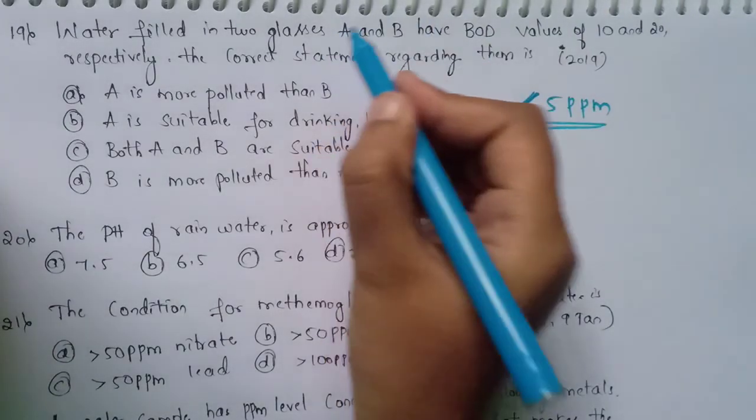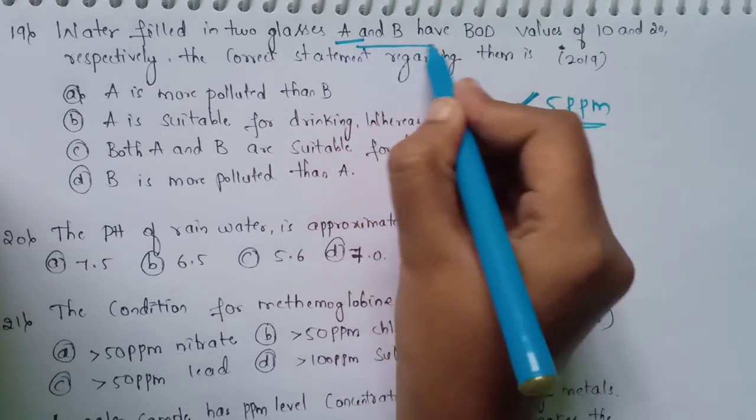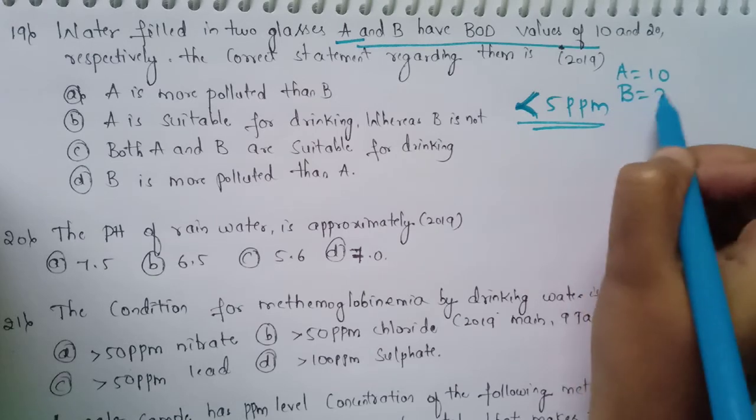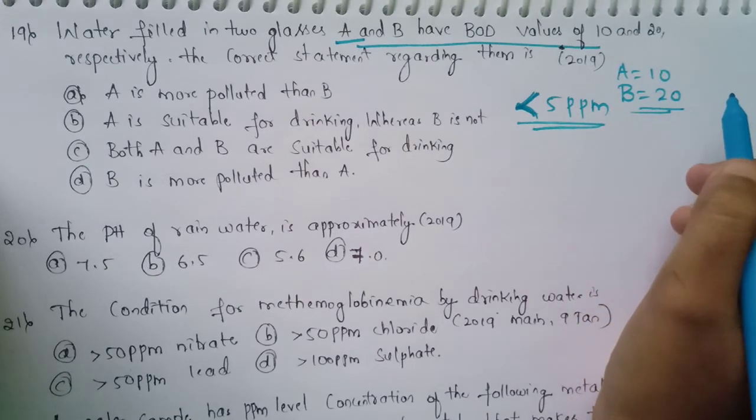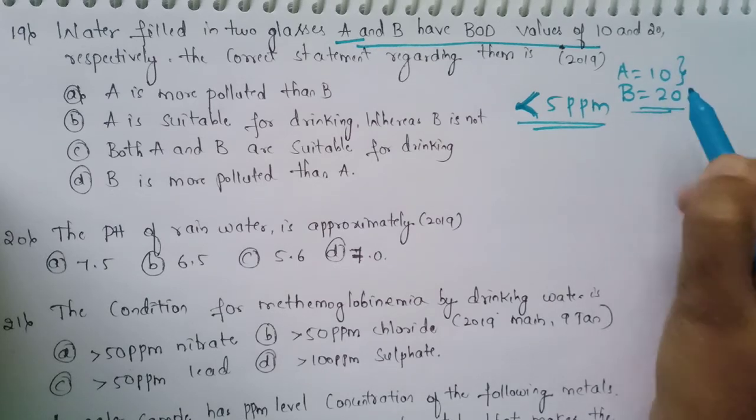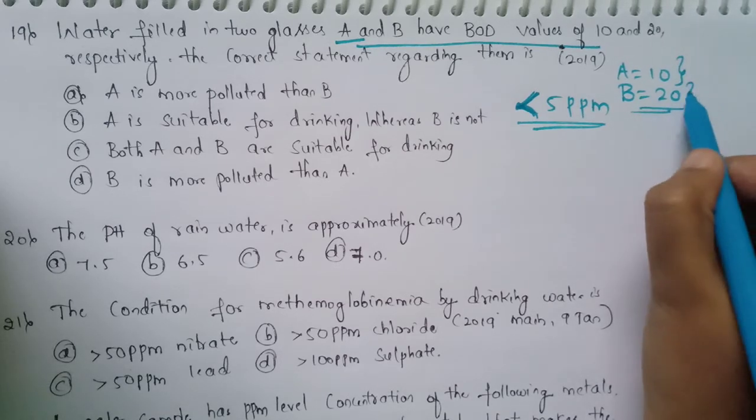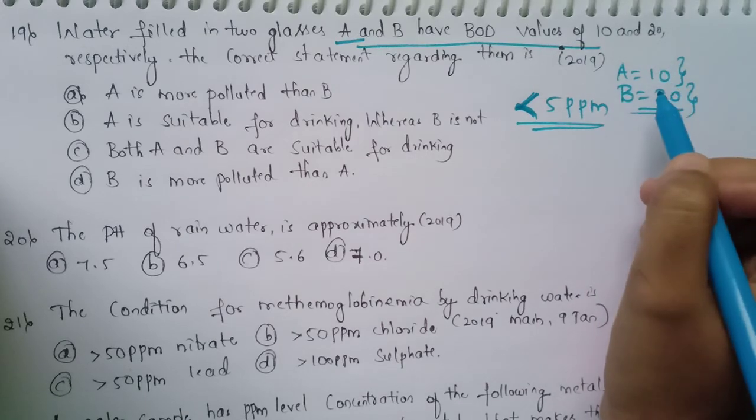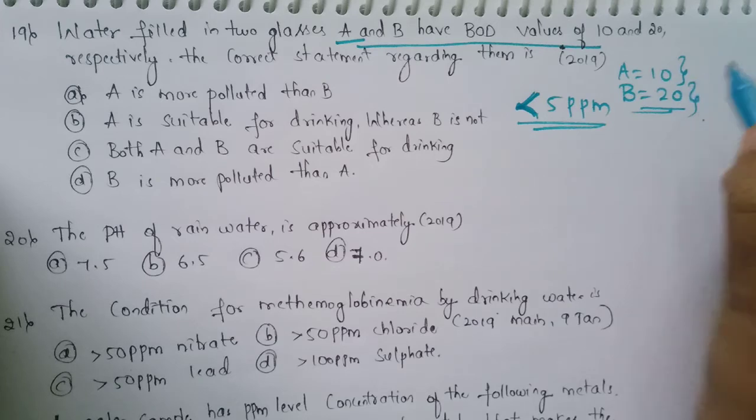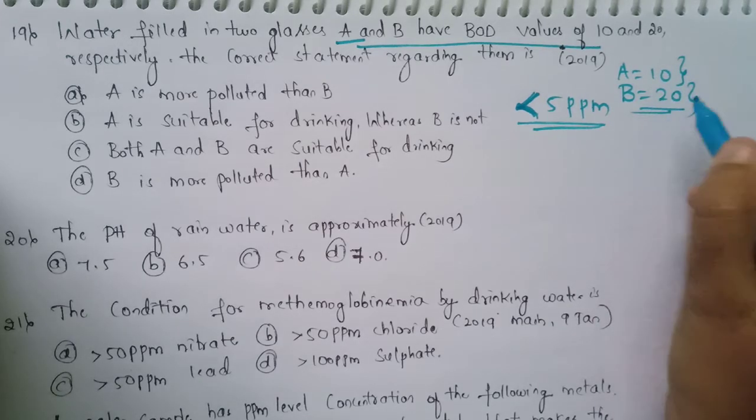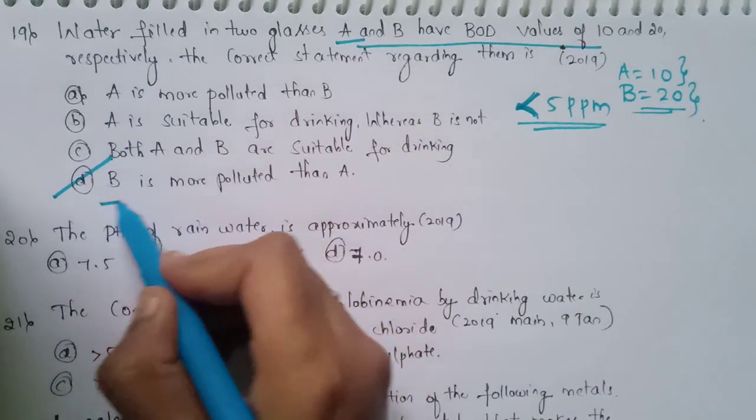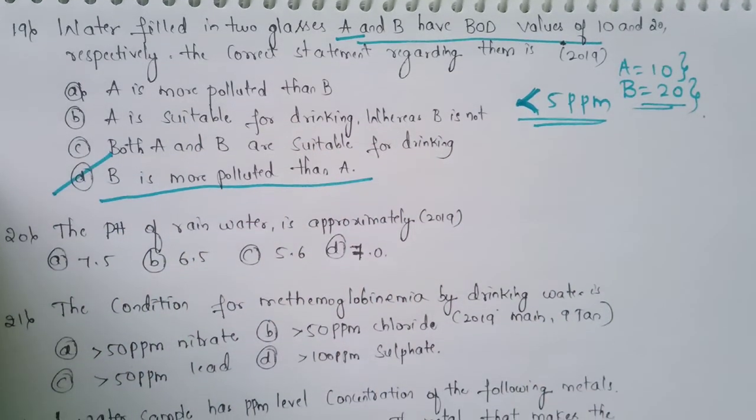So, here the water filled in glass A has a BOD value of 10 ppm, whereas glass B has a value of 20 ppm. So, the water in glass A is polluted and B is also polluted. But comparing A and B, what is more polluted? B is more polluted than A. So, option D is the correct answer, that is B is more polluted than A.